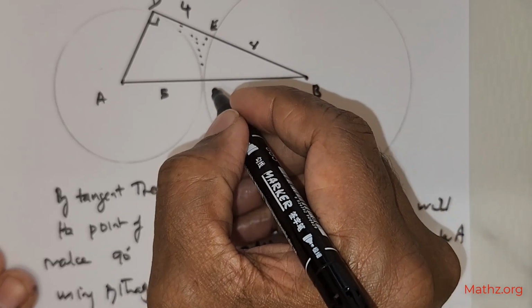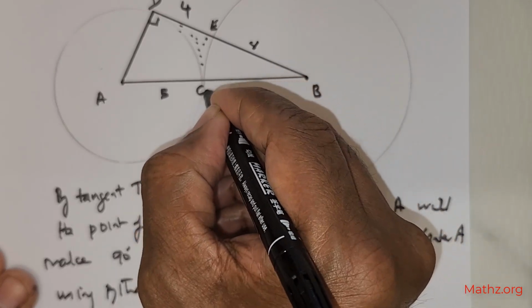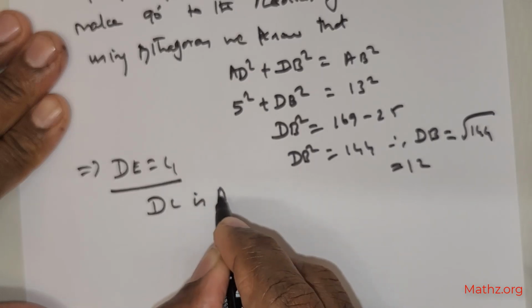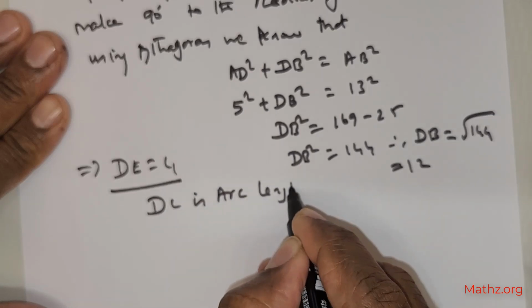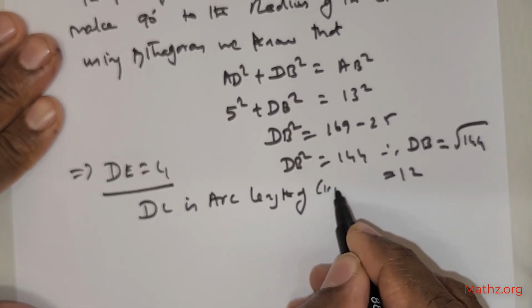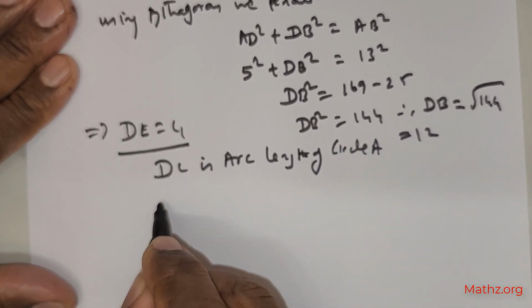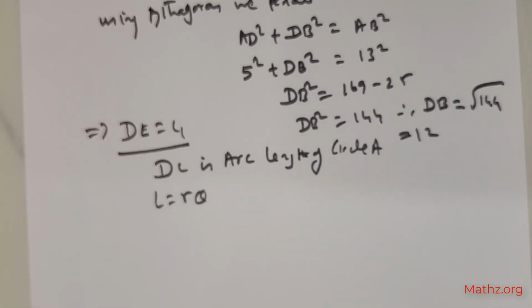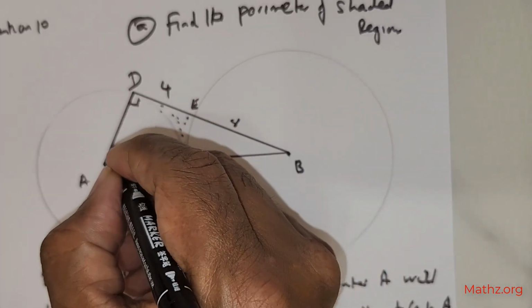Now I need to find out the arc length. So let me take this point as C. Okay, DC is the arc length of circle A, right? So arc length L is equal to R into theta. Now the question is, we have to get theta. We need to get this value theta.